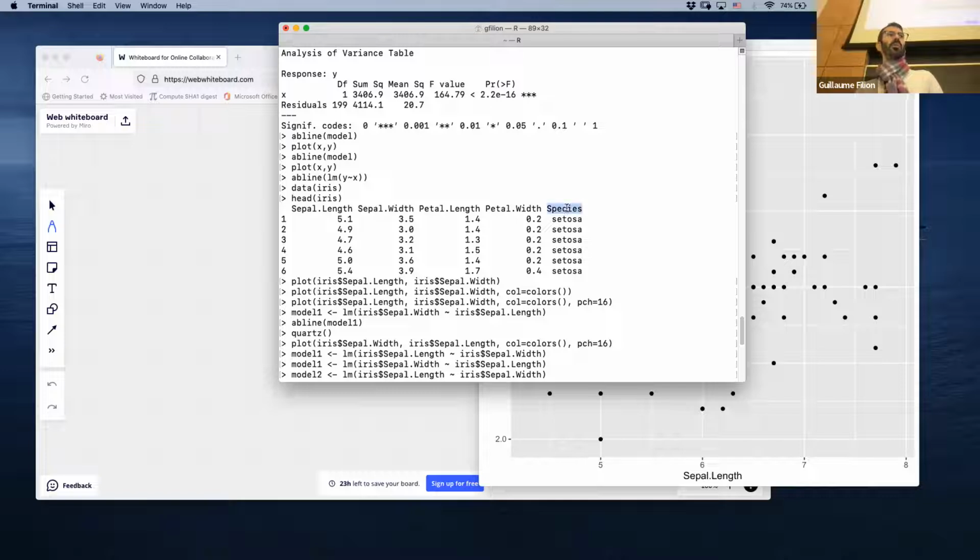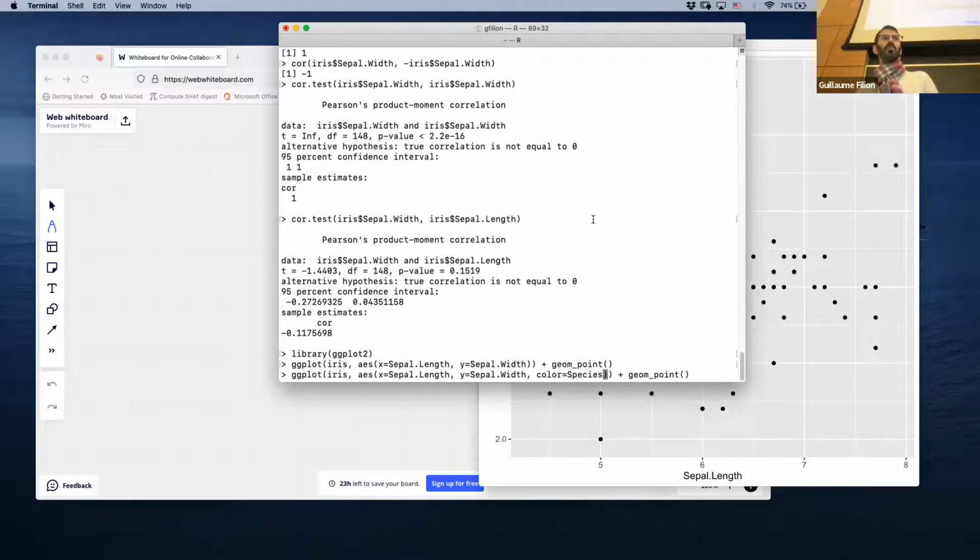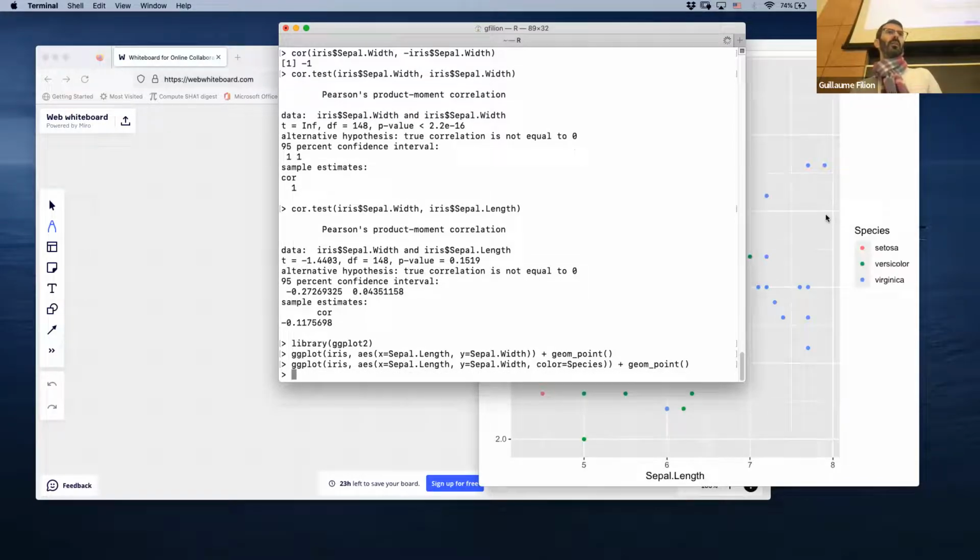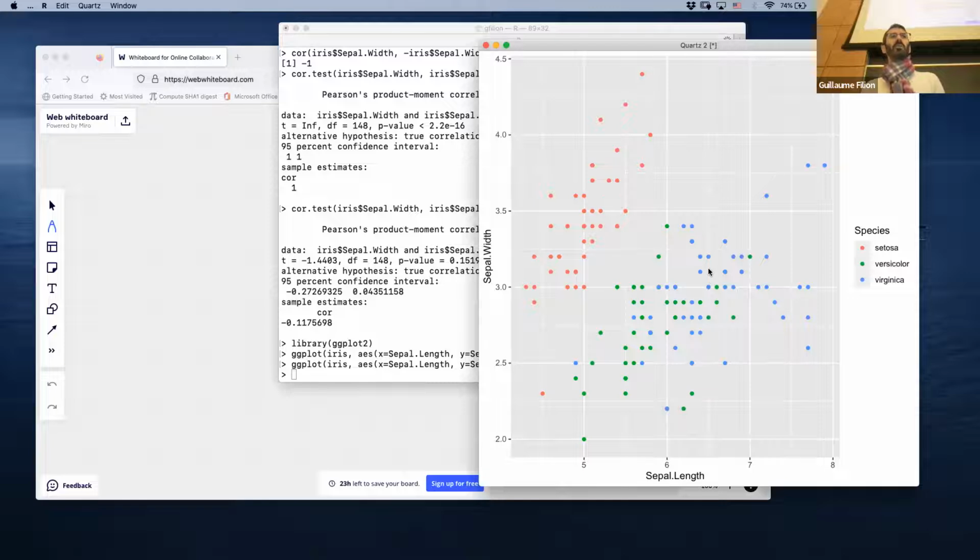So we could say color equals species, and there are 3 species in this data set. And remember that if you have a variable which is qualitative, it has to be a factor and not a string. But everything has been done nicely in this data set so that we can use it simply. So just say color equals species, and that does a lot of things which are quite nice for us.